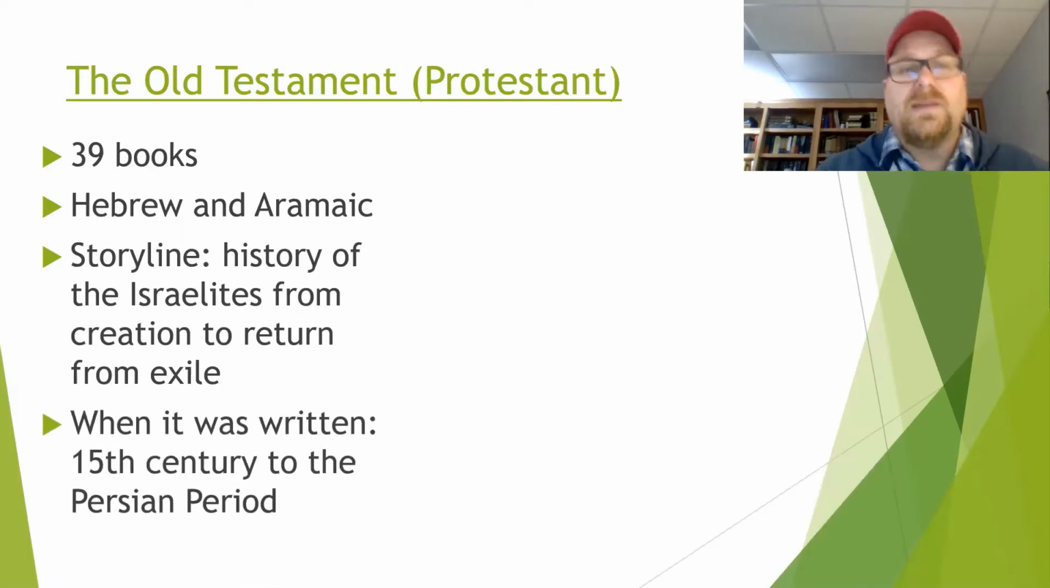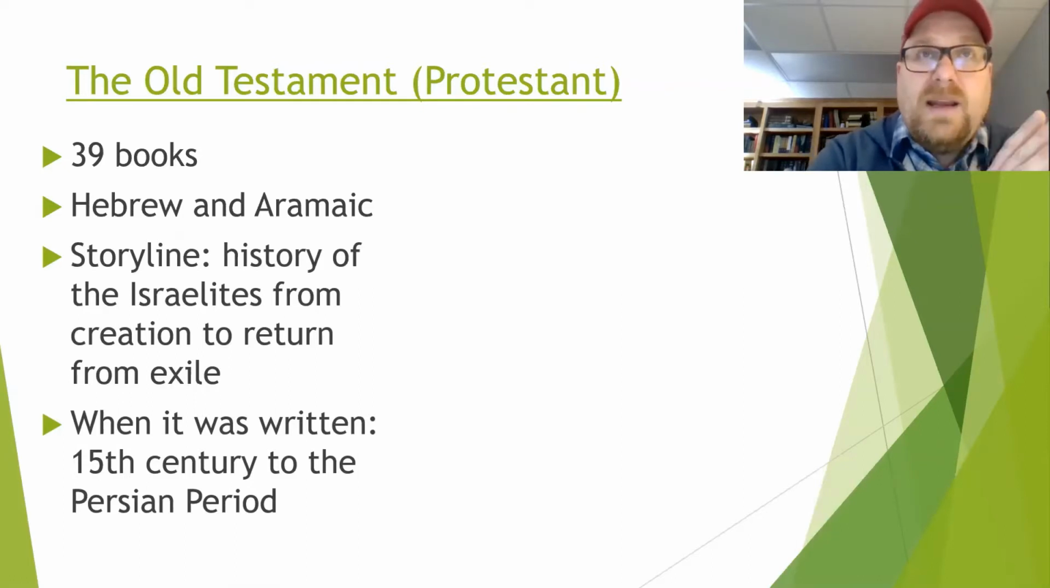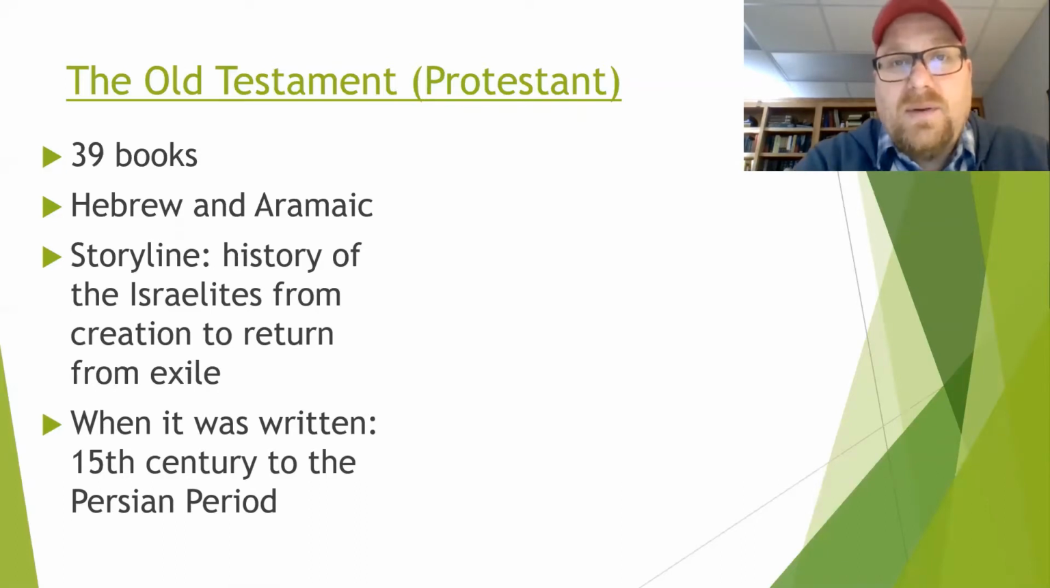When it was written, well, it probably goes back to the 15th century, when the earliest pieces of the Old Testament were written. The writing process began back in the 1400s BC, and it continued all the way up until around the year 400 BC. So it took about 1,000 years to write the Old Testament, which is interesting because the New Testament only took about 50 years to be written.